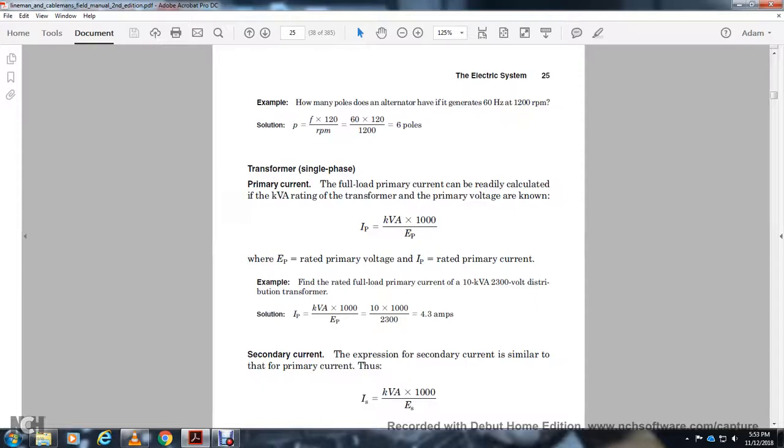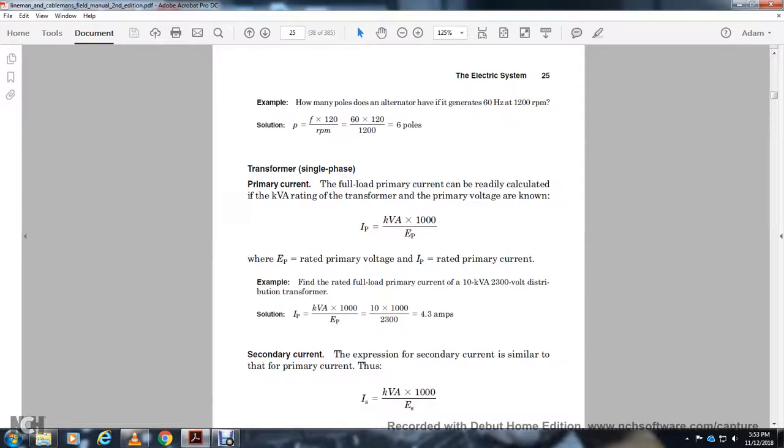Transformer single phase primary current at full load. Primary current can be readily calculated from the kilovolt ampere rating of the transformer if the primary voltage is known. Primary current is equal to the kilovolt amperes times 1000 over the primary voltage, where VP is the rated primary voltage and IP is the rated primary current.